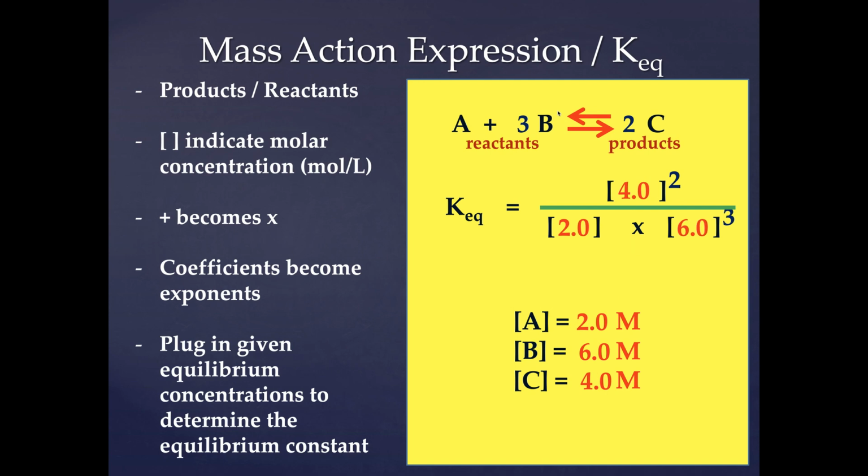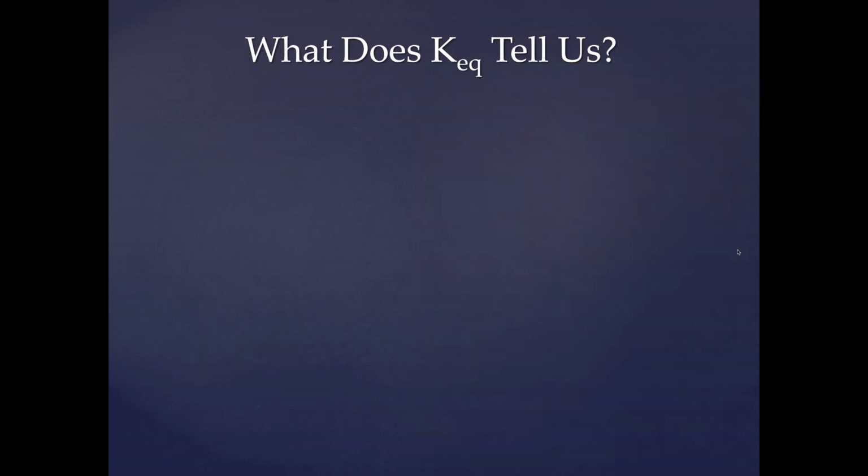So literally now all we have to do is take 4 squared, divide it by 2 times 6 cubed. And when we do, we'll get a number. Now, what exactly does that number mean? The smaller the number, the faster equilibrium was reached because we had very little in the way of products and more reactants. Don't know what I'm talking about? Well then, let's have a look at it.